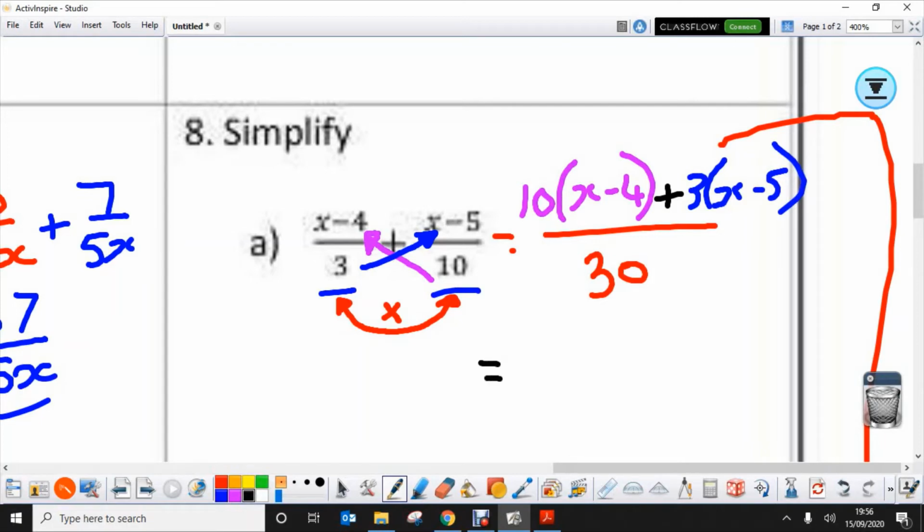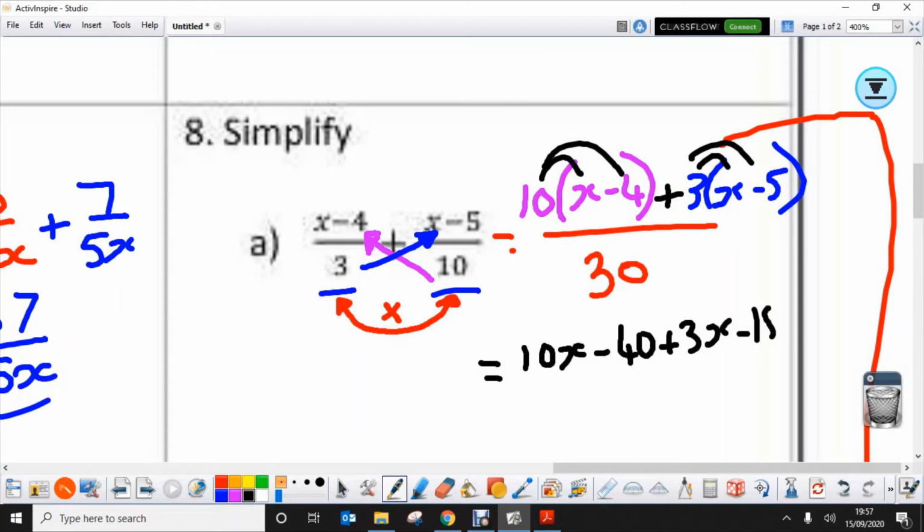Next, I'm coming down the line and I'm going to expand out the brackets. 10 times x gives me 10x. 10 times negative 4 gives me negative 40. Plus 3 times x gives me 3x. 3 times negative 5 gives me negative 15. And that's all going to be over 30. What I'm going to try and do now is collect like terms. Like we did earlier, we've got 10x and 3x, x terms, and we've got number terms, and I'm going to combine them together.